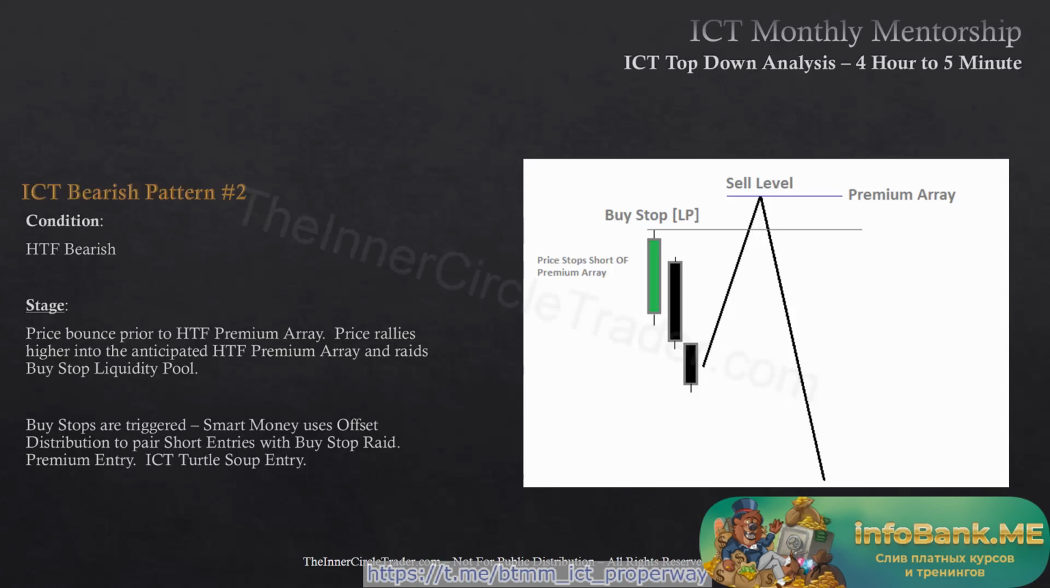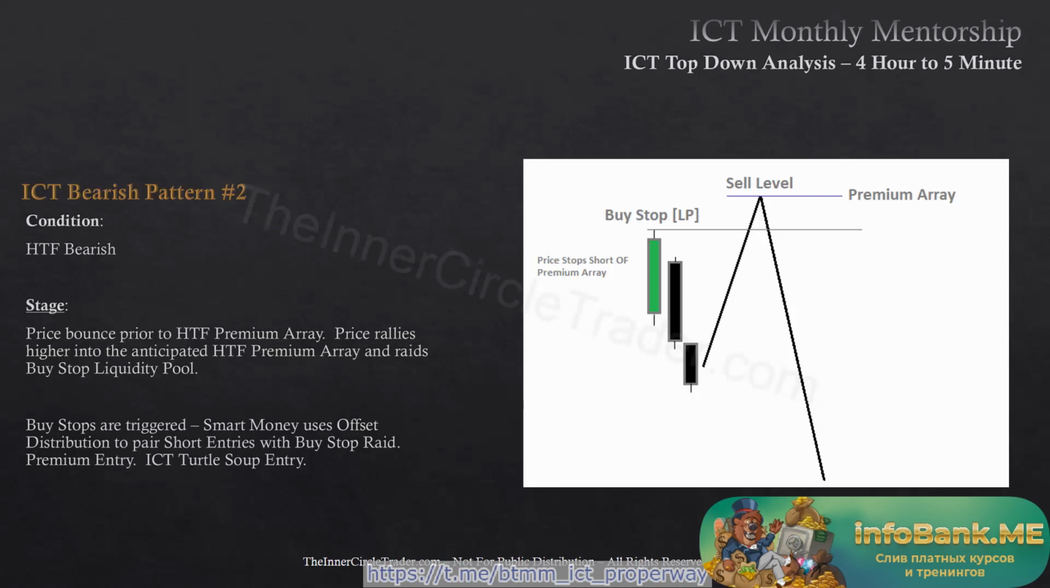We're going to wait for price to rally higher into the anticipated higher time frame premium array and raid the buy stop liquidity pool. Buy stops are going to be triggered. Smart money uses offset distribution to pair short entries with the buy stop raid. It's a premium entry, ICT classic turtle soup entry. Now again, this is just the opposite of what I showed as pattern number 2 when it's bullish. It's just basically a turtle soup sell.